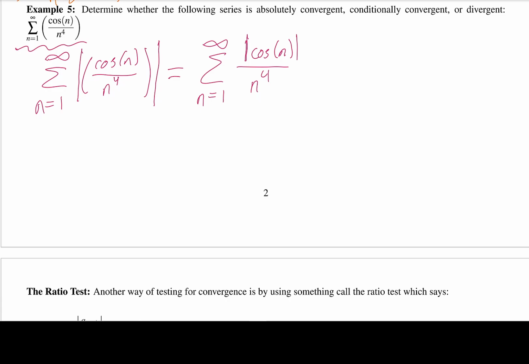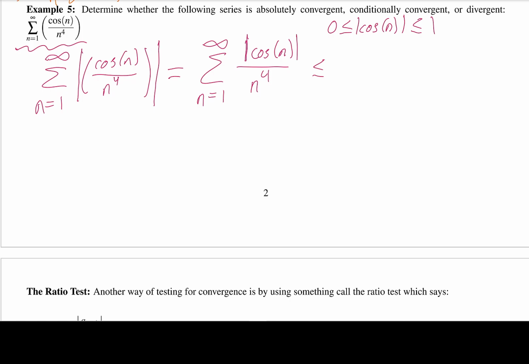Well, we know that the absolute value of cosine of n has to be greater than or equal to 0 because we have that absolute value, right? So now, normally we would say cosine of n is greater than or equal to negative 1. But since we're taking an absolute value, it's going to be greater than or equal to 0 and less than or equal to 1. So now we have all positive terms, which means once we've taken this absolute value, when we're looking at absolute convergence, we can look at using a comparison test.